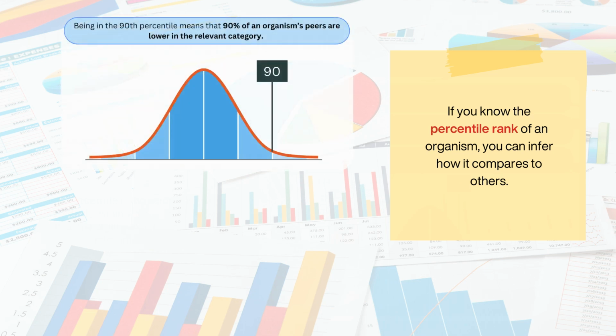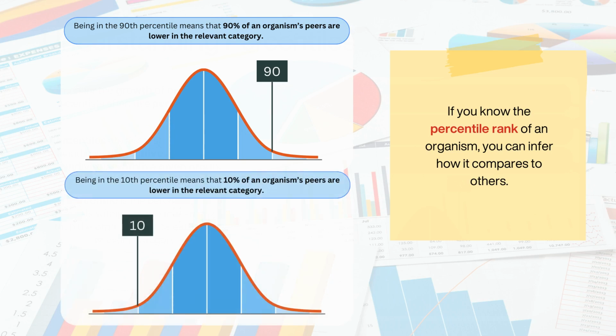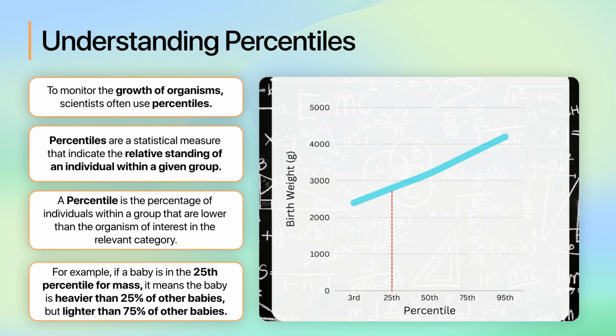For instance, being in the 90th percentile means that the organism is higher than 90% of its peers in whichever category is under investigation, be it height, weight, or something else. However, being in the 10th percentile would mean that the organism is only greater than 10% of its peers. Using this logic, if a baby is in the 25th percentile for mass, it means the baby is heavier than 25% of other babies, but lighter than 75% of other babies. This places the baby on the lighter side of the growth chart.